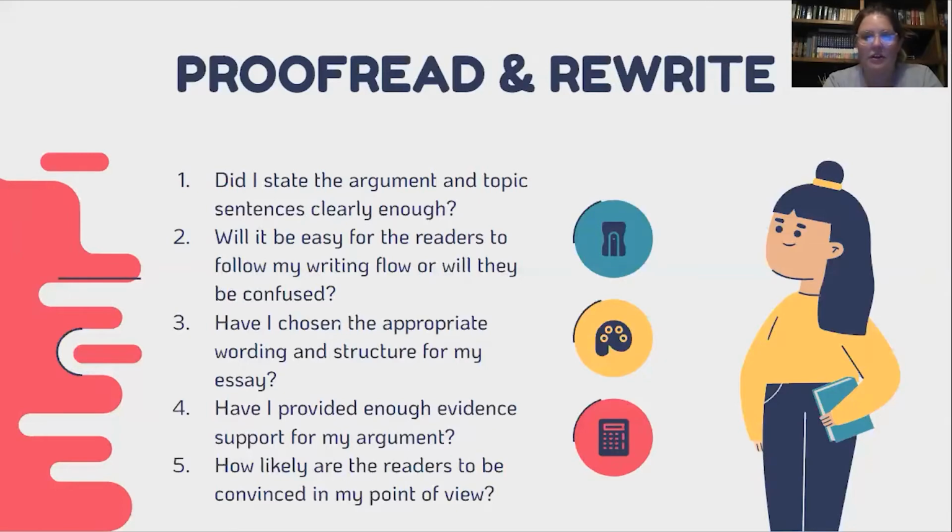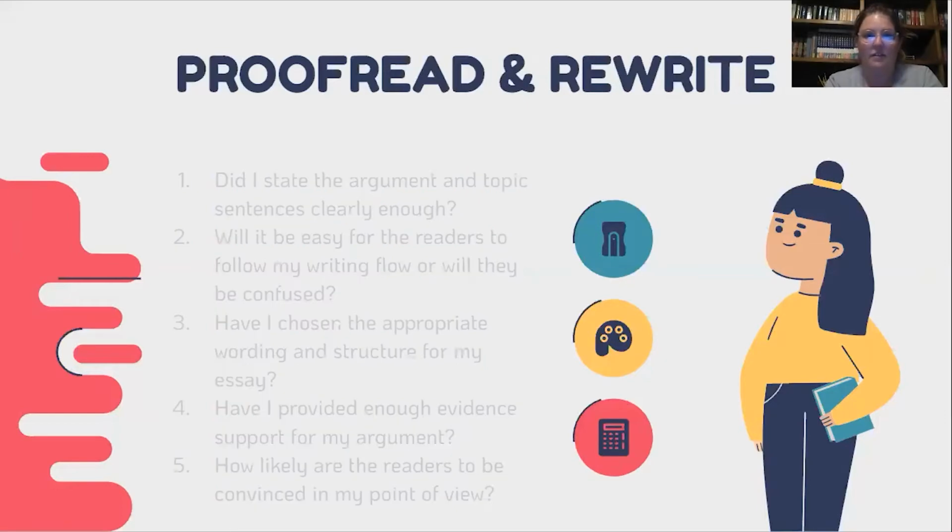In this portion here, when you proofread and rewrite, is a good time to have someone else reread your essay also, if you have time. Someone who doesn't know as much about your subject is a great person to have proofread for you, because they will be able to tell you if there's missing information and they can't understand what you're saying.